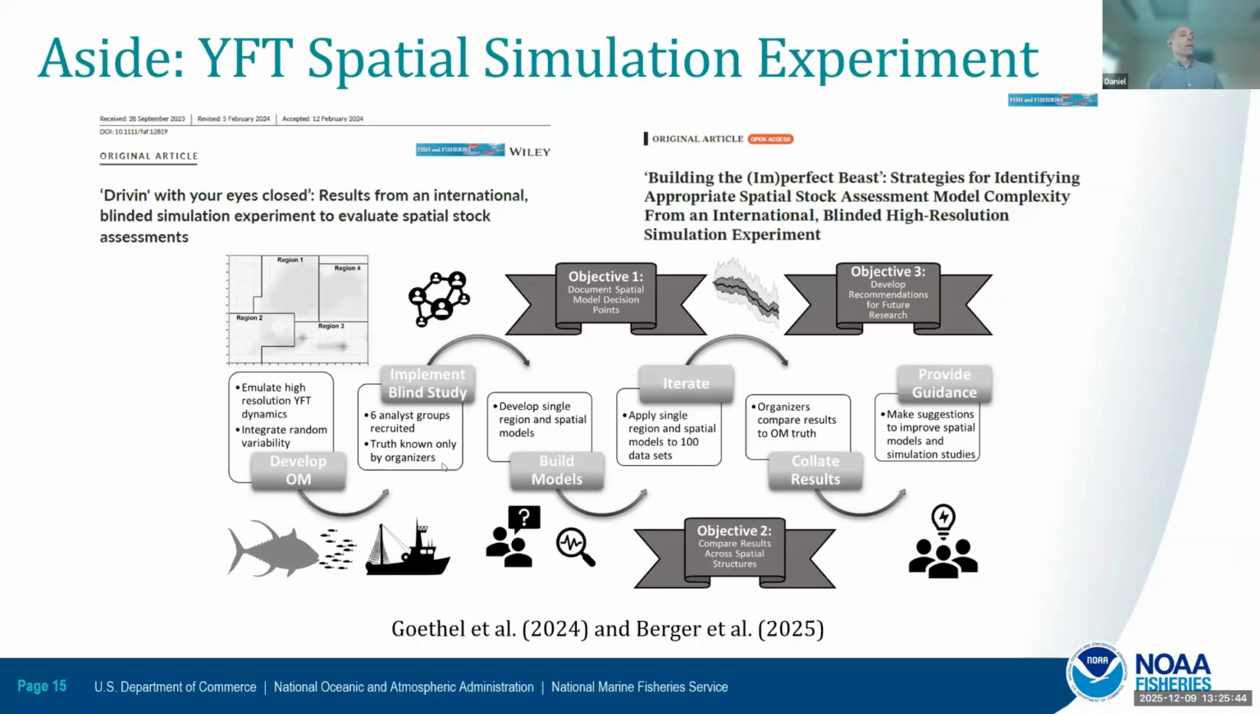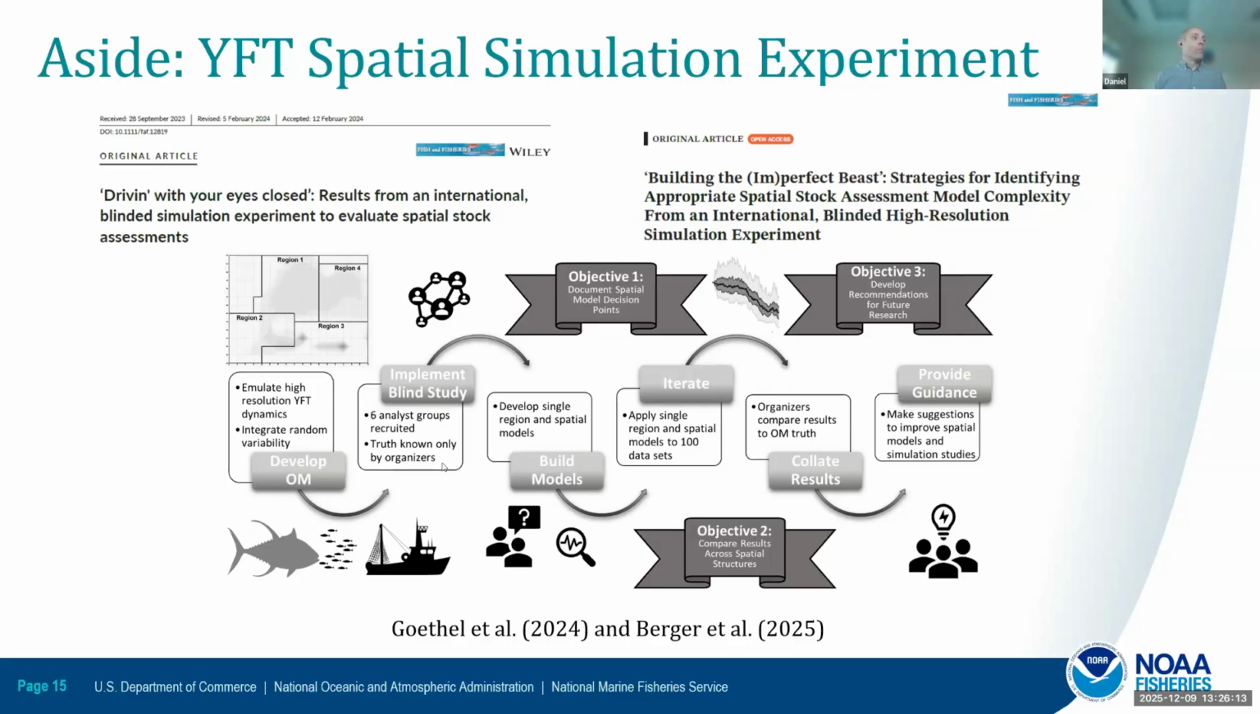And really, why I wanted to talk about this is because we used a high resolution spatial population model, SPM, as the basis of the simulation, and then applied different aggregated stock assessments to data from that spatial population model. And we found some interesting results. The two main papers from this are listed there at the top. Aaron's actually came out this morning, so if you're interested in it, it's in Fish and Fisheries.